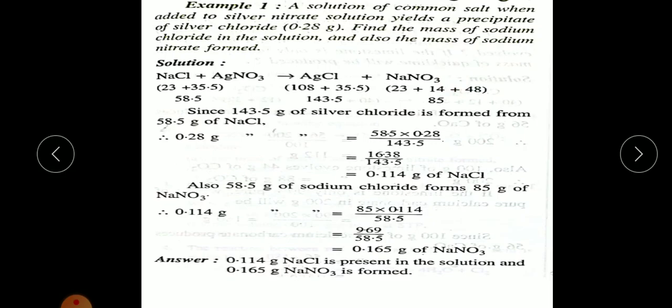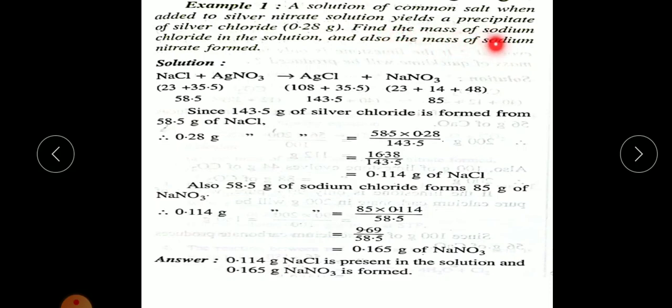Now the first thing that you need to do is find out the molecular mass of the substances. Sodium chloride: sodium is 23, the atomic mass of chlorine is taken as 35.5, so when you add it, it becomes 58.5. For silver chloride, the atomic mass of silver is 108, chlorine is 35.5, which comes to 143.5, and similarly the molecular mass for sodium nitrate will come as 85. Now in your question you just see what is asked of you.